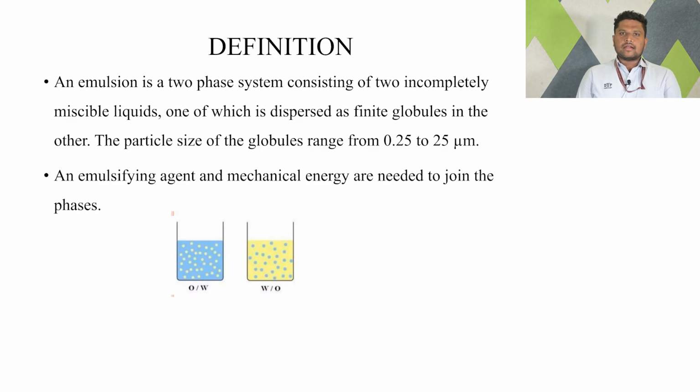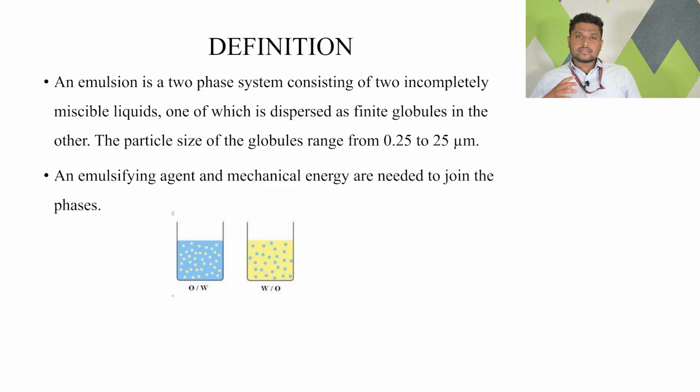When you add oil and liquid together, normally they separate. They form two separate layers. But when you use an emulsifying agent or mechanical energy, like mechanical stirrers, they form an emulsion, that is, they form globules and are dispersed all over the phases.